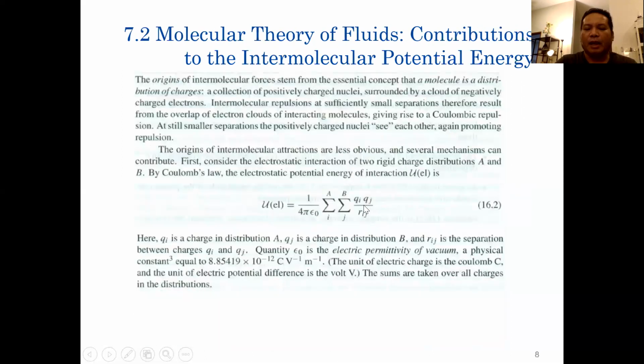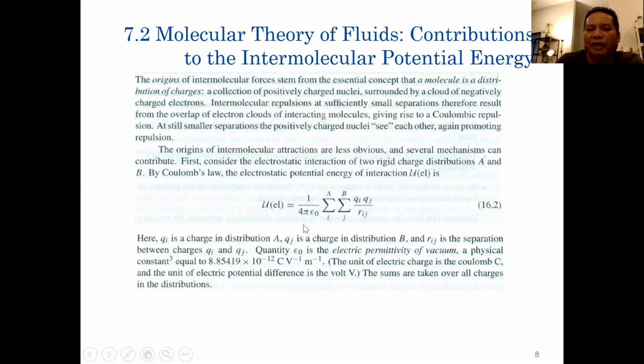Why does this happen? Because in the molecules, the inside is positive and the outside is negative, isn't it? The electrons are on the outside. So when they get too close to each other, they repel. The charges repel each other. When they move further apart, then some attraction starts. This is what we call the electrostatic potential energy of interaction.